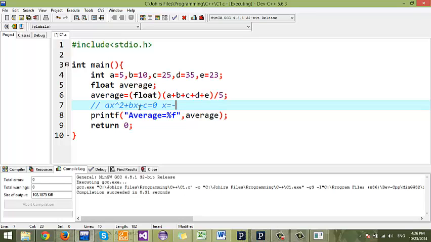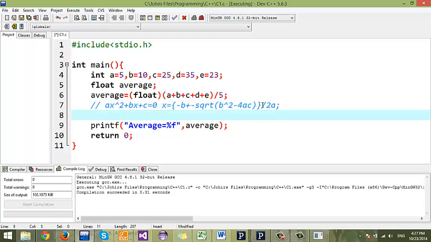x equal to minus b plus minus sqrt b square minus 4ac, all divided by twice a. How can we use it? How can we code this? Convert this into a C code.